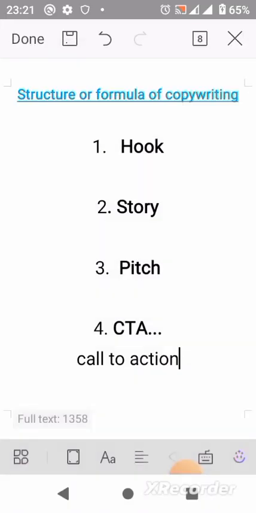And we have call to action. Call to action is you are calling them to action, that they need to buy it. They need to buy it. They need to see the reason why to buy it.